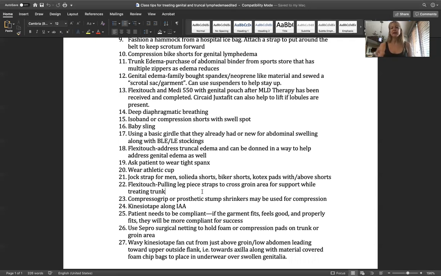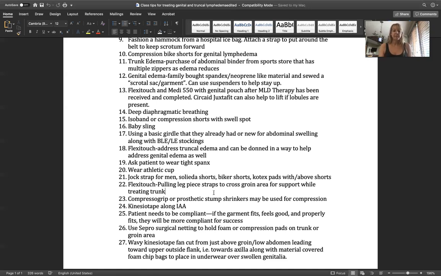And a lot of things I recommend that people just try. So see if this will work, see if they'll even wear it a little bit. And then if it really helps, then we can go to getting a custom garment for that area. But I don't want to have them spend that amount of money if they're not going to wear it anyway.